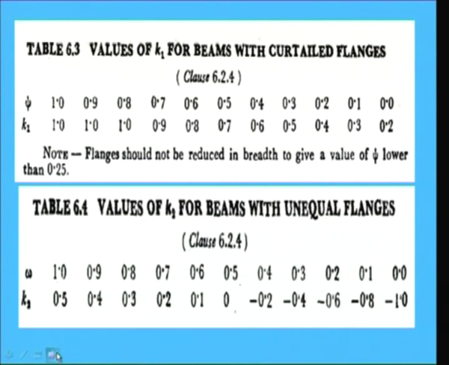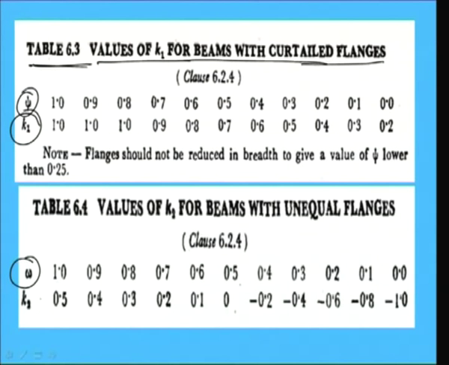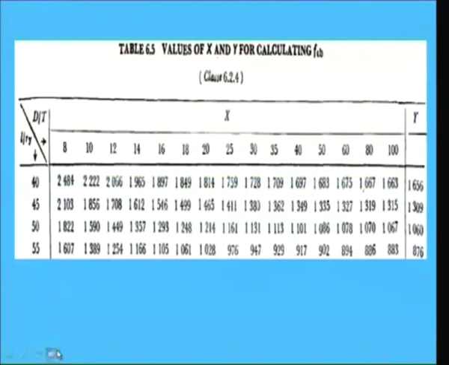Now, as I was telling you, it is given in the tables. In table 6.3, values of k1 for beams with unequal flanges have been given. So, for different psi you can find the values of k1, and similarly for different omega you can find the values of k2, for beams with unequal flanges. So, we can find the values of k1 and k2 from tables 6.3 and 6.4, and in table 6.5 we can directly find the values of x and y with the values of d by t and l by r y.